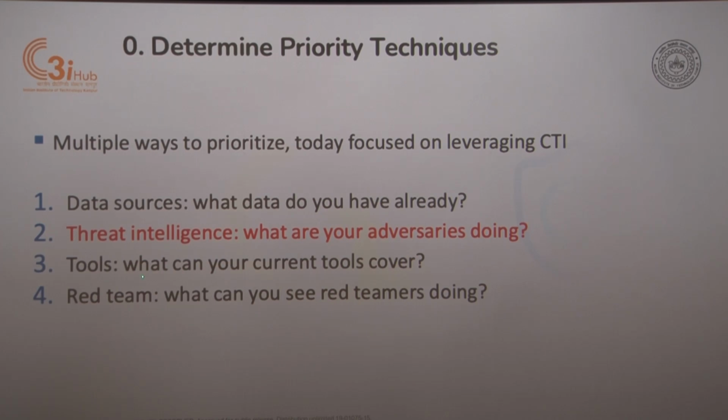The third is tools, where we can see what our current tools cover, like whatever tools and implementations the victim has, what exactly we are covering and where we are lacking. The fourth is red teaming, where we can see what the client's or victim's red teamers are doing, how exactly they are testing their environment, and where they are lacking. In this way we can understand the current state and determine which techniques we should prioritize over the current state of the victim infrastructure.